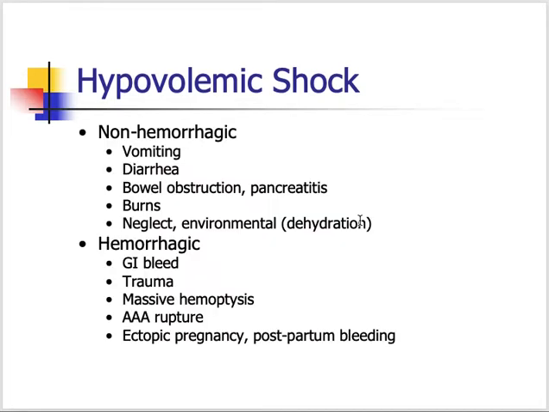So now, as I told you, it could be non-hemorrhagic and could be hemorrhagic, right? So non-hemorrhagic like vomiting, diarrhea, I gave the example, burns, neglect, or environmental dehydration, or hemorrhagic, again, where the patient is bleeding from somewhere, okay? And one of the things, of course, is called third spacing. Third spacing is simply when the body fluids are collecting inside the body, like what happens in pancreatitis or ascites, for example.